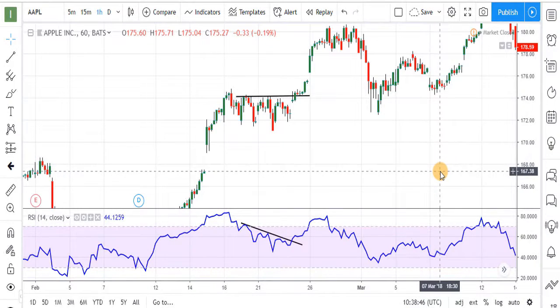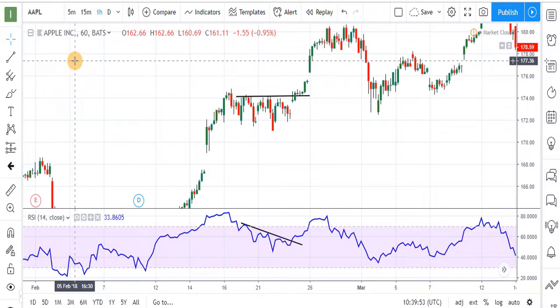How to trade failing divergence. Failing divergence gives us an excellent opportunity to trade in the same direction of the existing trend. See, this is the early chart of Apple Incorporation.